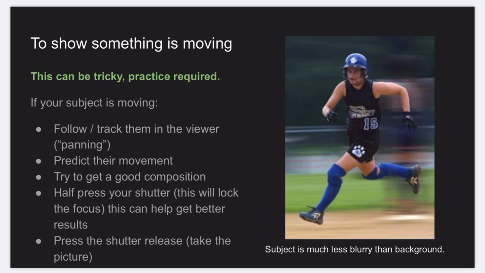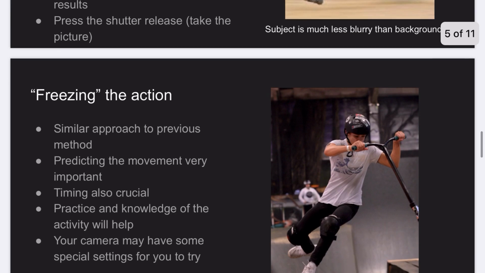Try to get a good composition. That can be tricky. We can alter that later. And if you find it a bit tricky, you can half press the shutter. That can lock the focus, and then it will be easier to take a picture as required following that. Okay, so that does take a little bit of practice. We'll be having a look at that in a minute.